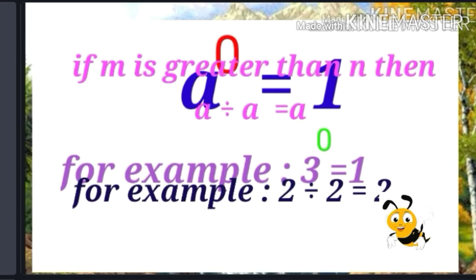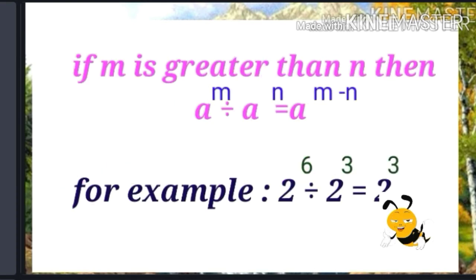Here, m is greater than n. Then what do you do? Here a raised to power m divided by a raised to power n is a raised to power m minus n. Here the base is the same but the powers are different, so we subtract the powers when they are in division.